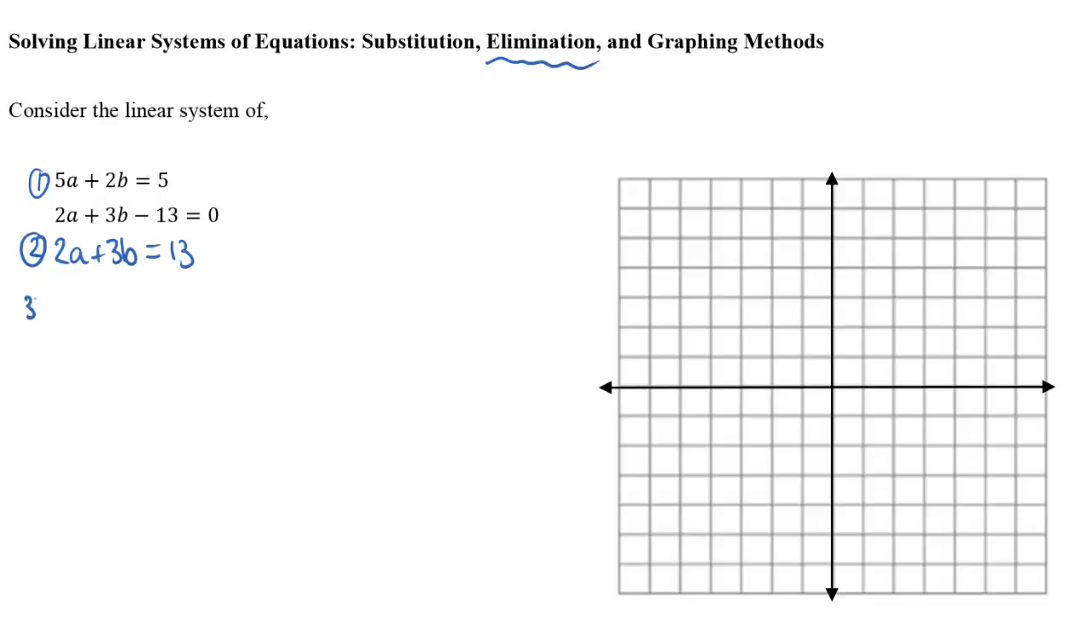I'm going to create a third equation. It's going to be equal to my first equation times 2. That gives me 10a plus 4b equals 10. I've multiplied each term by 2.